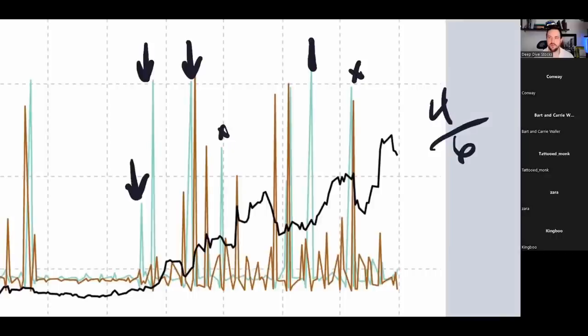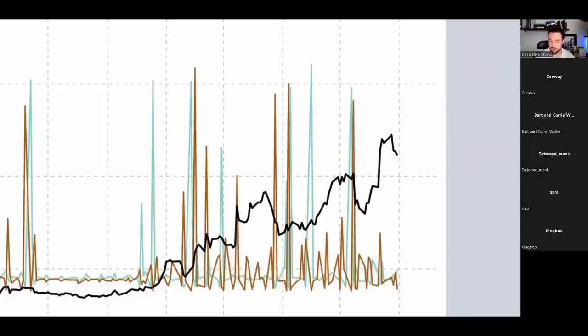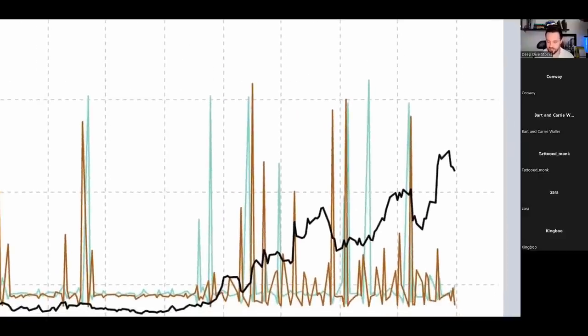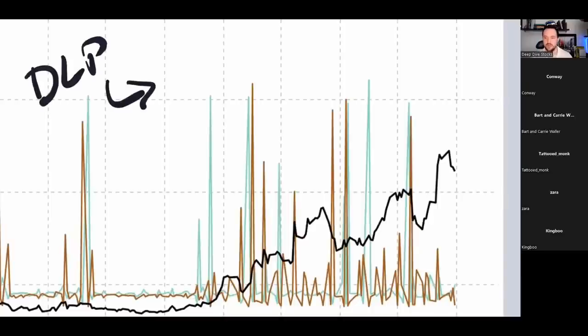Is it that someone timed the puts extremely well, or is it the tail wagging the dog, where you buy so many puts that you force the dealer into hedging by selling, which causes the price to go down, and therefore you make money by just buying so many puts? So if the dealer has a long put, what is their delta? If it's dealer long puts, then they have positive delta. What delta does a dealer have if they are long a put?